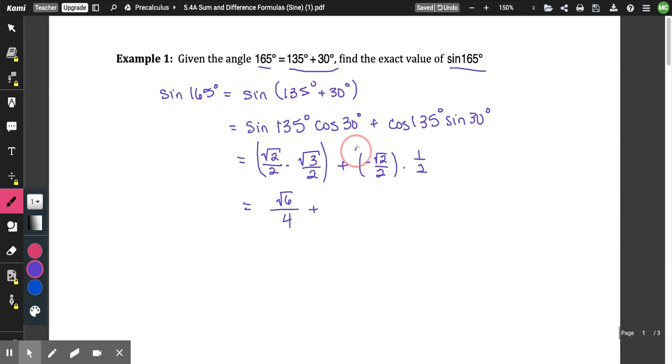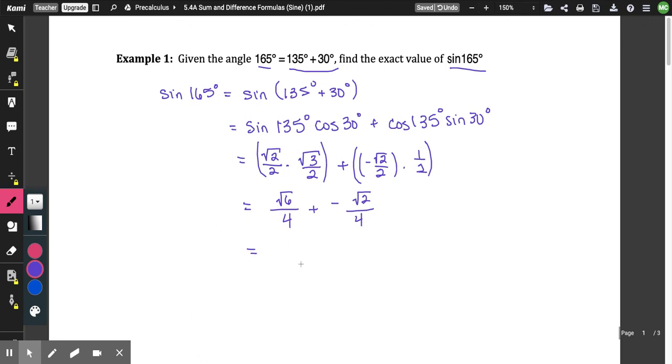Then multiplying these other two fractions together, again, numerator times numerator. Well, first of all, I've got a positive times a negative, so I know it's going to be negative. Then my numerators are root 2 times 1 is root 2. Denominator 2 times 2 is 4.